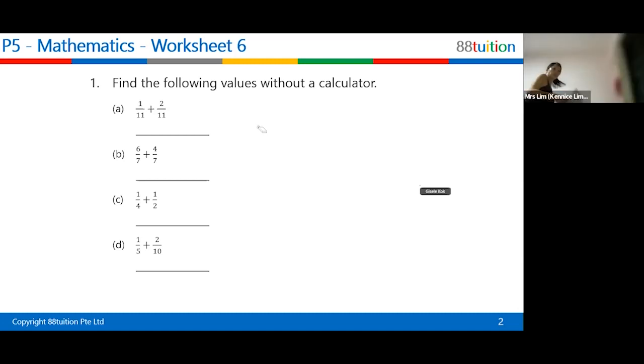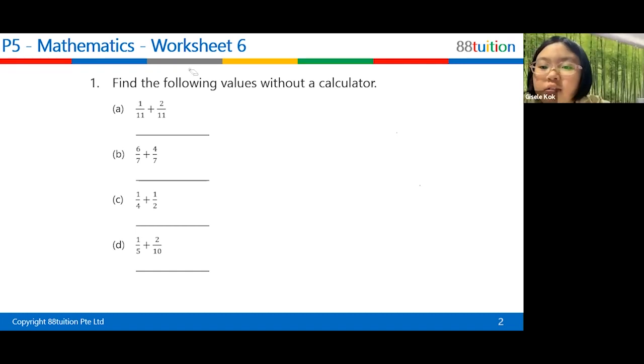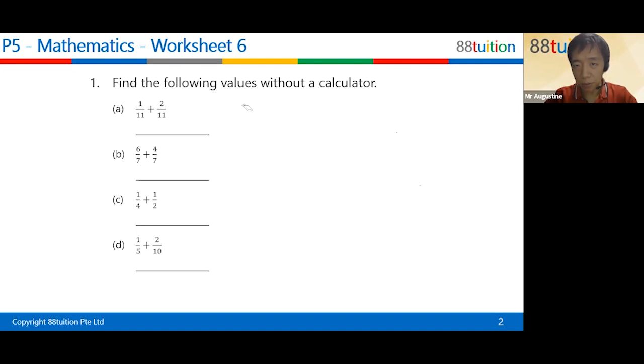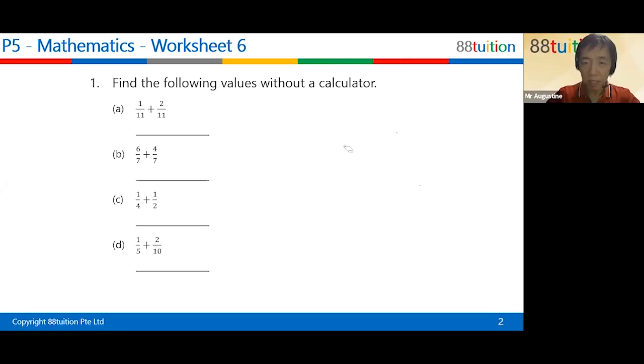Yes, Giselle, is there something you want to highlight first? Yes, make the denominator the same. Oh, yes, that's right. Thank you. Very good. If they are in the same times table, then you can just make them the same. But if they are not the same, for example, 7/11 and 6/7, if you want to add them, make them the same denominator: 11 times 7 and 7 times 11. Thank you, Giselle. Very good.